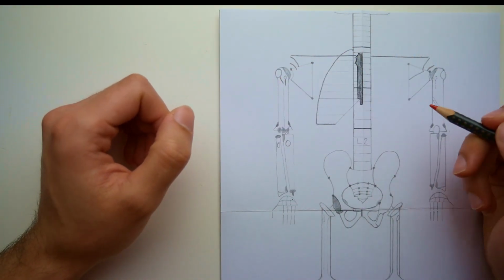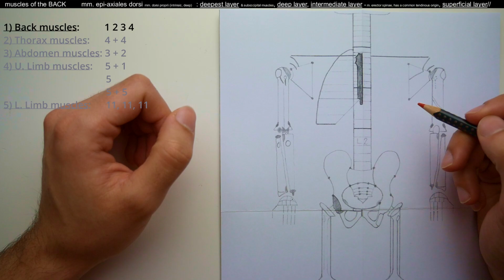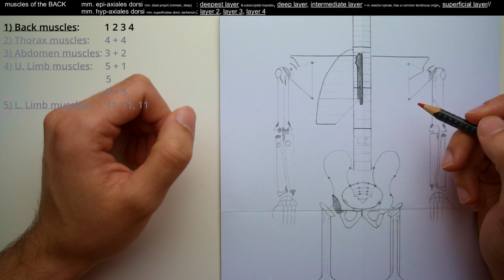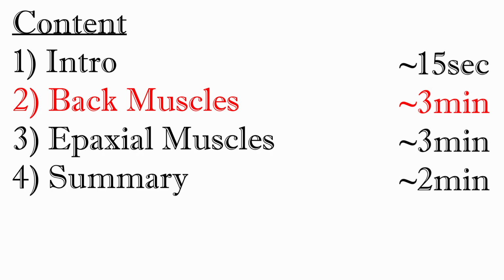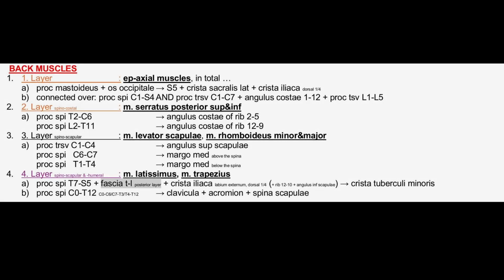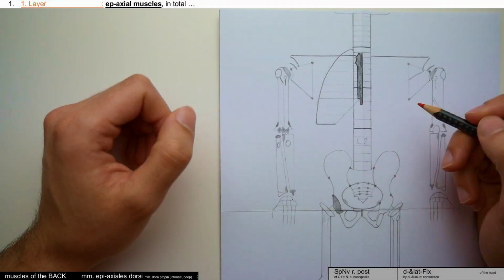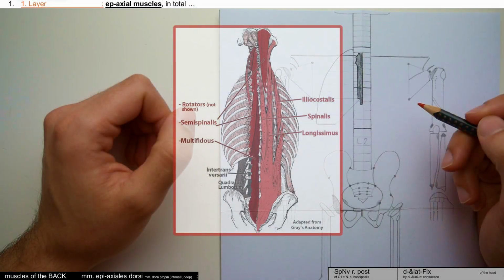Hello everyone. In this video we will draw the back muscles, which can be divided into 4 layers. I will start with the deepest layer and then draw the more superficial ones. The first layer is made of the epaxial muscles.